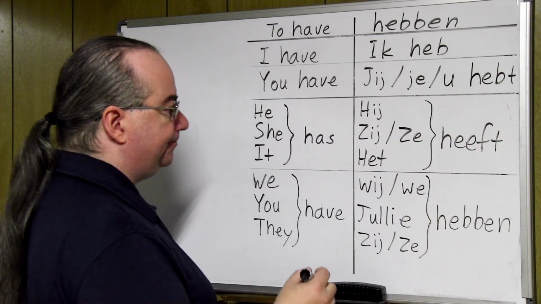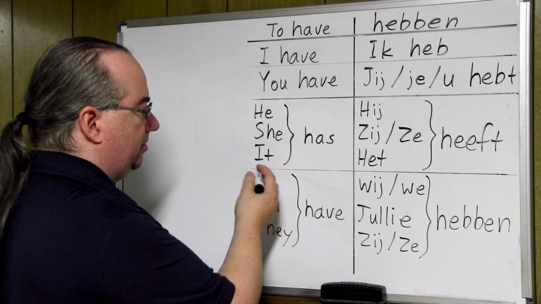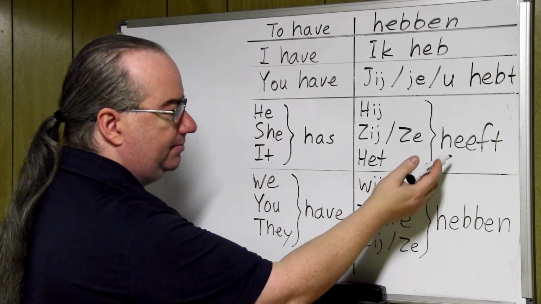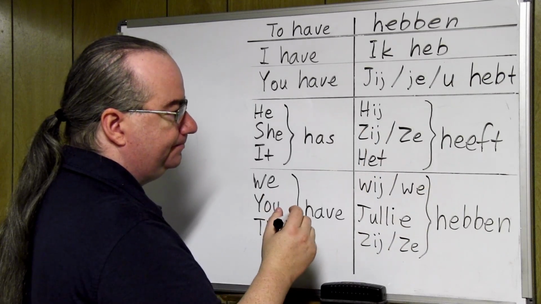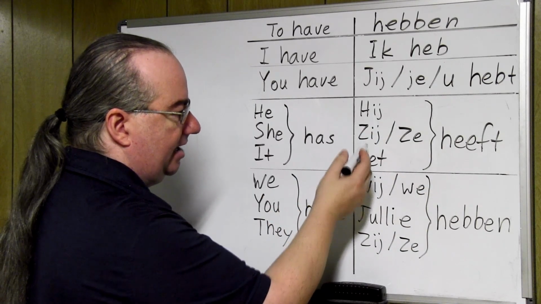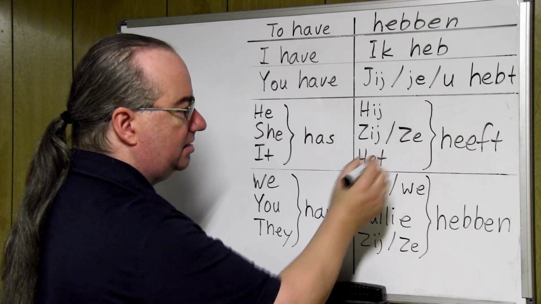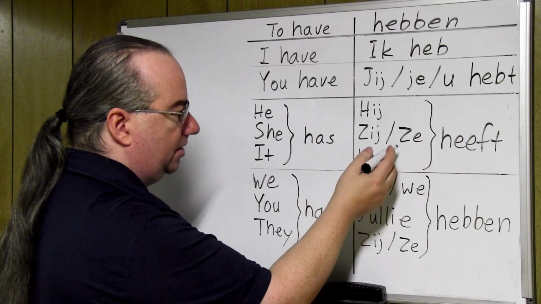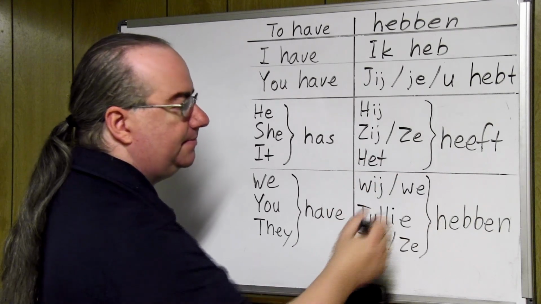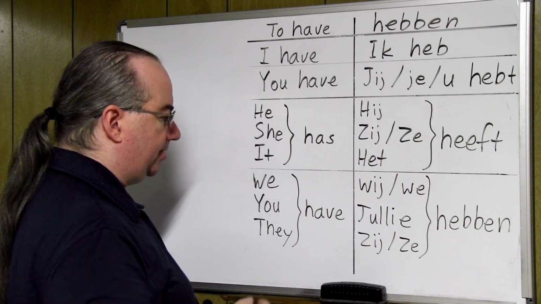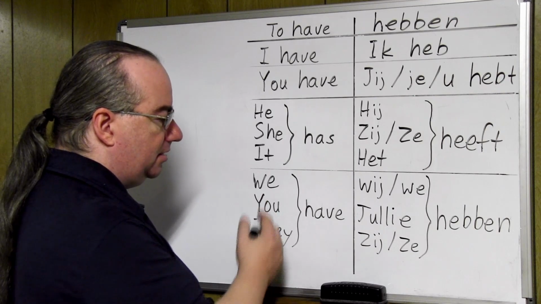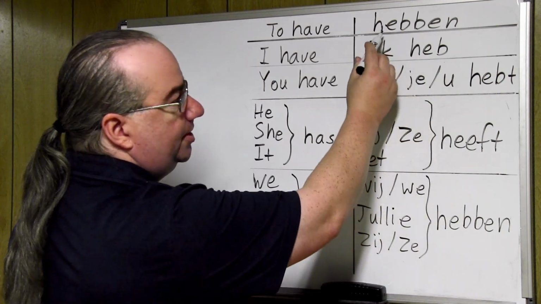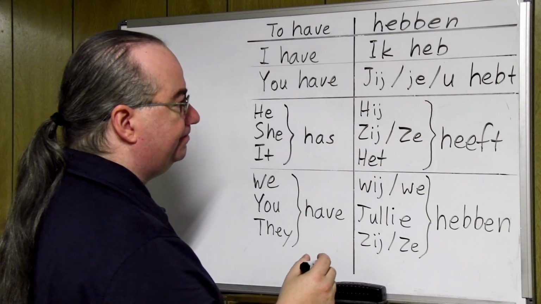Hebt. And then when we get into he, she, and it, you'll notice that it's the same word for all three. Remember that zij can also be said ze. So hij, zij, and het or ze, heeft. And you'll notice here on the last part that all three of these are the same as what we call the infinitive verb.